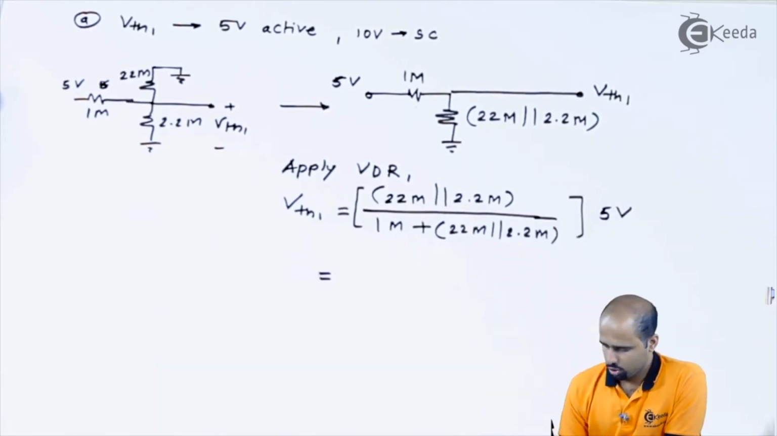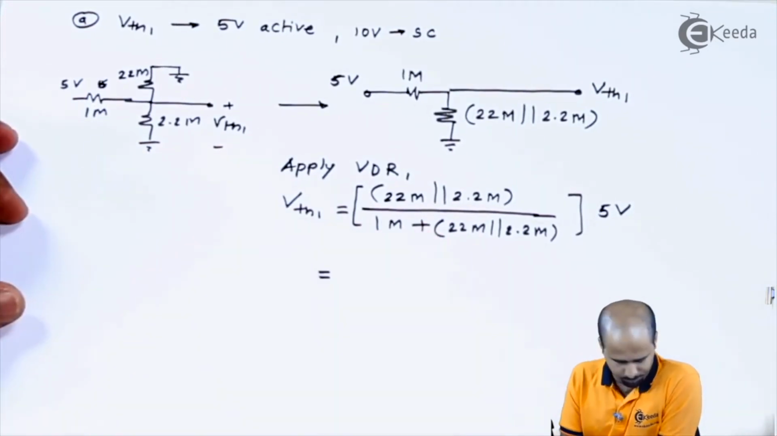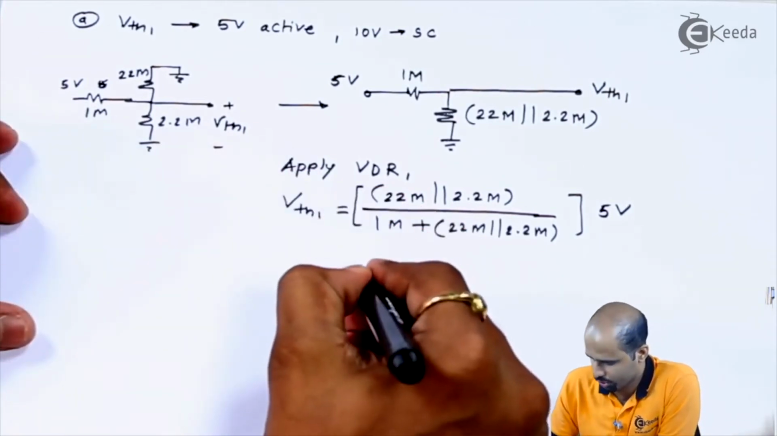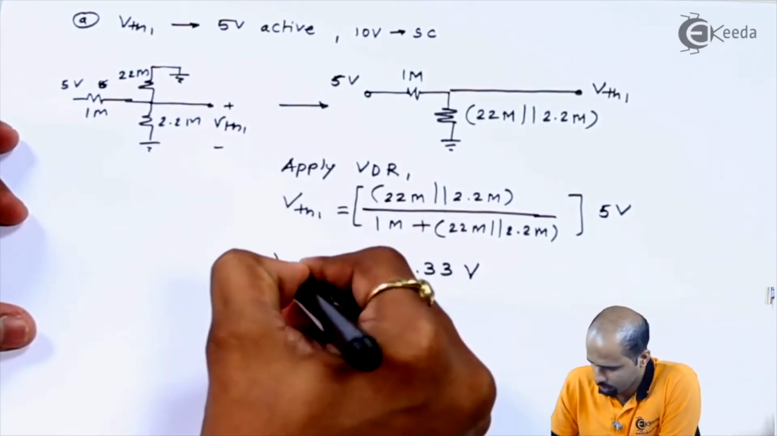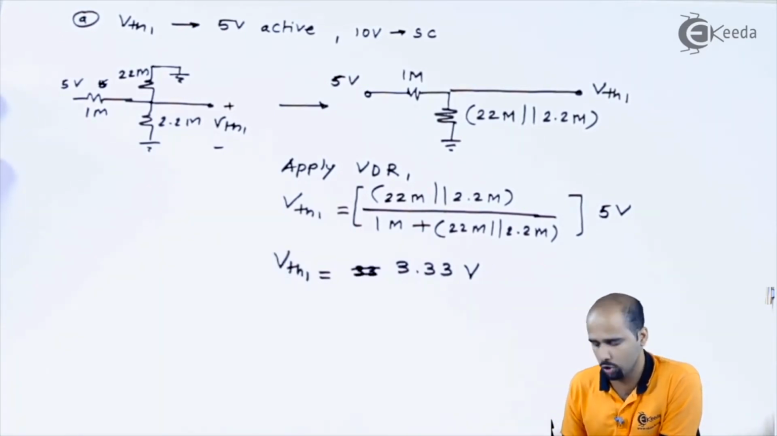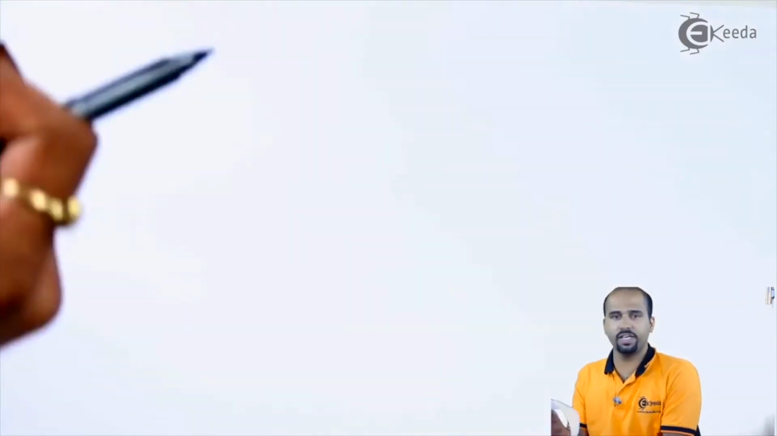Okay, so let's try to figure out what will be the value. Calculate the value, pause the screen and come to me. So it comes out to be 3.33 volts. So we have got VTH1 is equal to 3.33 volts. Okay, let's try to get what will be the value of VTH2.